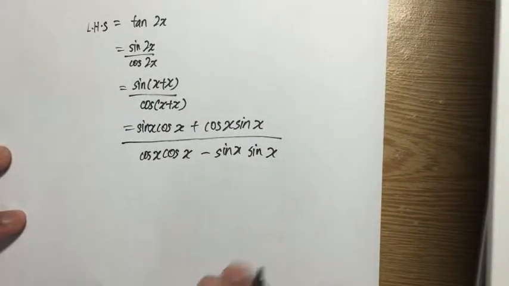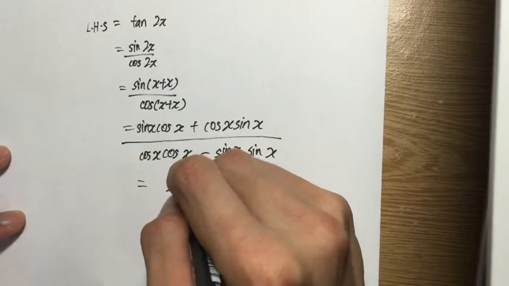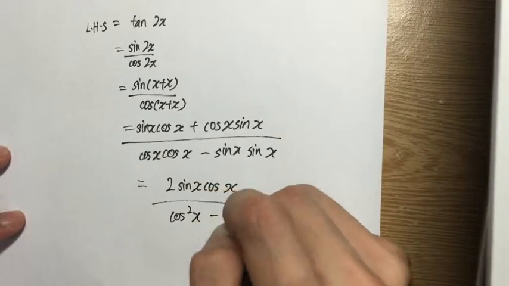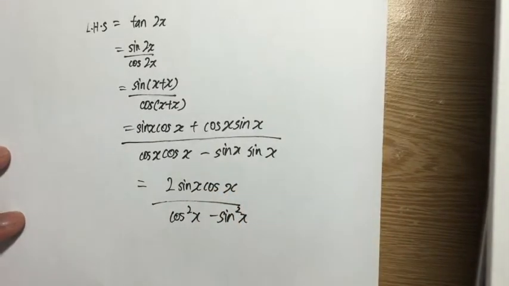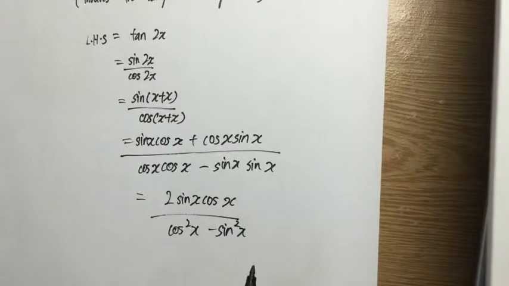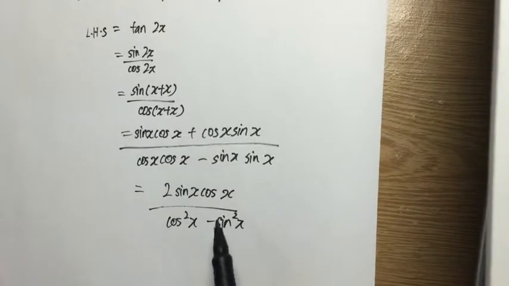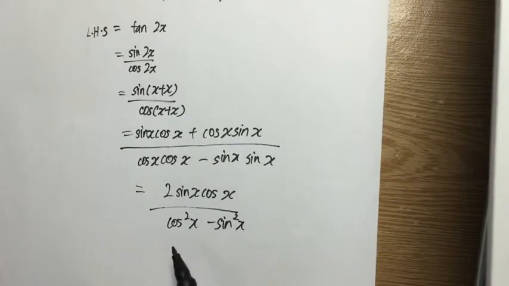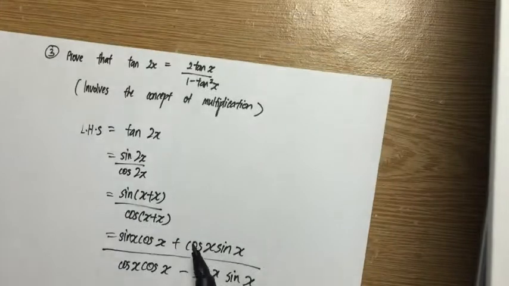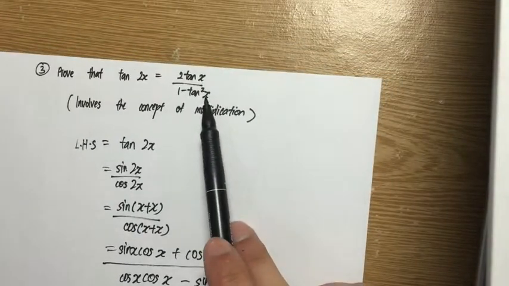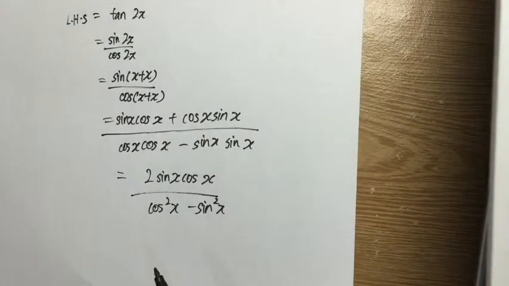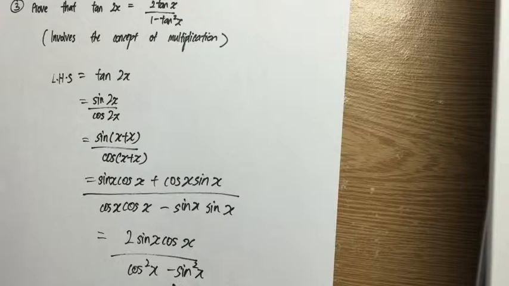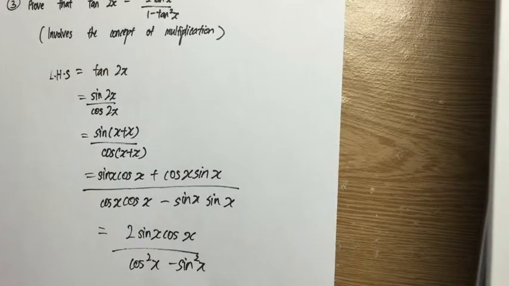By simplifying this expression, we will get a numerator of 2 sine x cos x over cos square x minus sine square x. Now, let us take a break and see where we are at. If we look at the left hand side, we are now at 2 sine x times cos x over cos square x minus sine square x. If we look at the right hand side, we see that there is only tangent. It seems possible that we can get the right hand side by dividing the left hand side with cos square x. So let us try that.